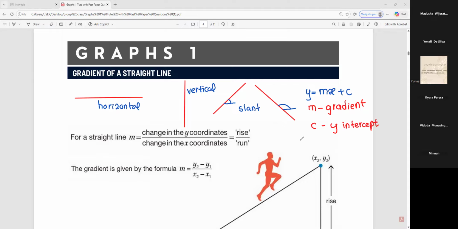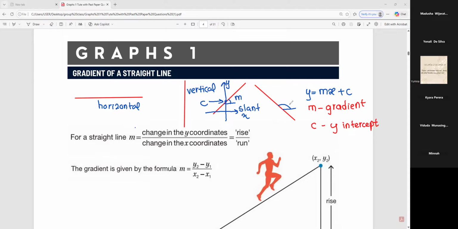Y-intercept is, if we draw this line on a Cartesian coordinate plane, the point where this line cuts the y-axis. This is y-intercept. This angle is the gradient. Depending on the type of angle, we can decide whether this gradient is a positive one or negative one. We'll do that part later. So you should only understand what is gradient and intercept here.